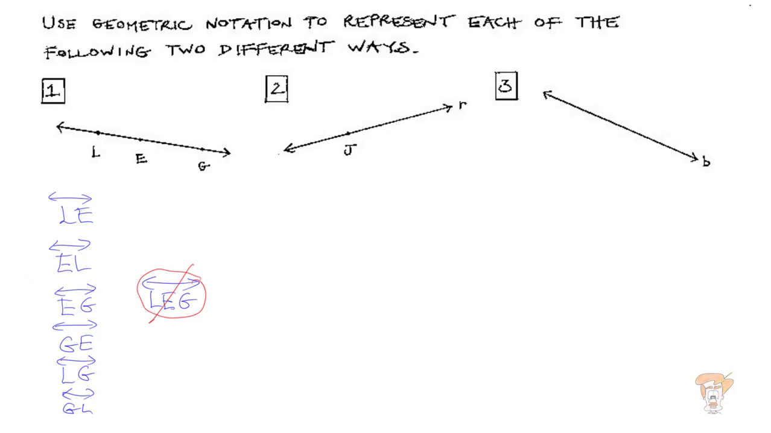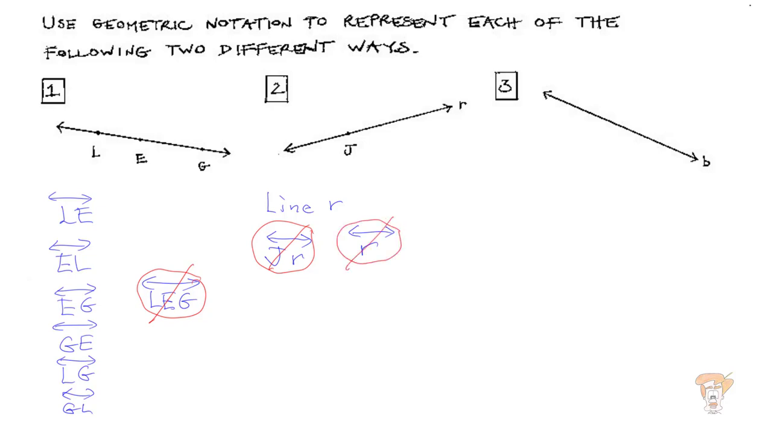In number 2, a line is presented. 1 point that is contained by the line is located and identified. There's also a lowercase r to the right of the line. That lowercase r designates the line, so we can designate the line as line R. Since the r is not a point, we cannot use the r with point J to designate the line, so that is not proper geometric notation. Additionally, we could not refer to that line as the R with the line symbol above it. That is not proper geometric notation.